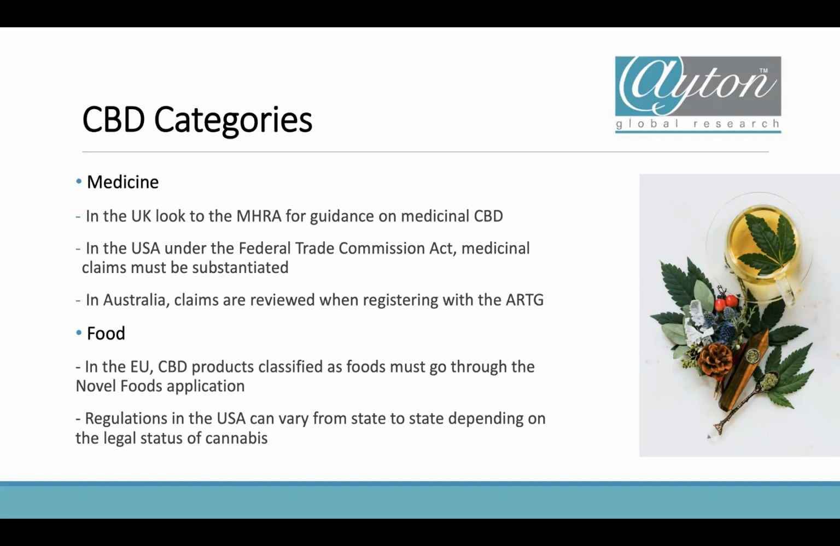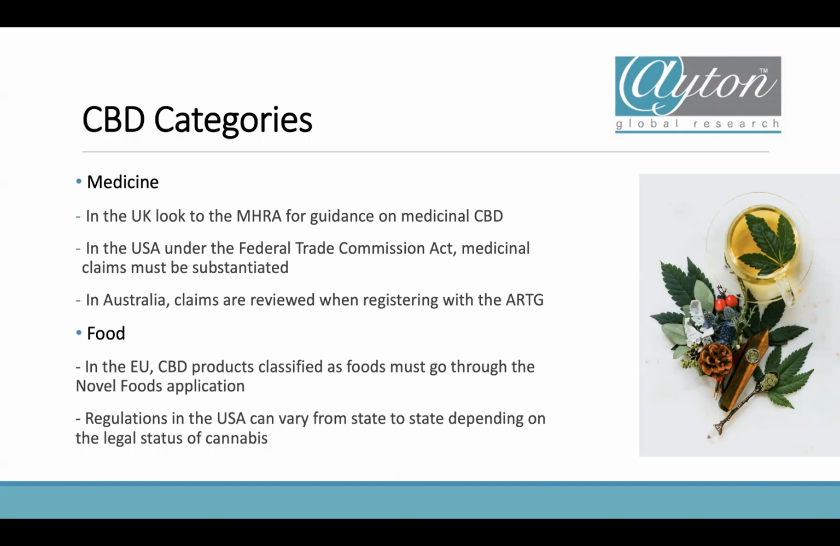In Australia, the claims are reviewed when registering with the ARTG, the Therapeutic Goods Administration over there. They will review your claims depending on what they are medicinally when you register them. So have a look at the ARTG and see what kind of claims they allow before you put your product in, and then they'll review your claims. I just want to pick out three main countries there, but obviously again it's very different globally. Same with foods, there are obviously different regulations there.